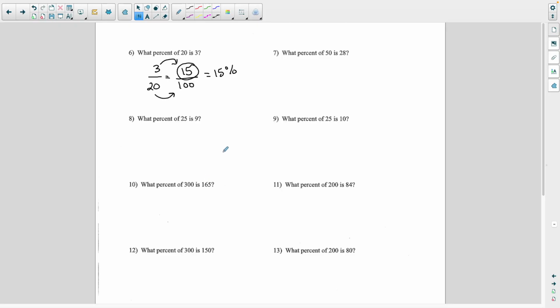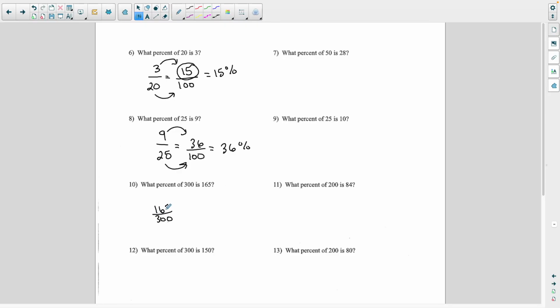What percent of 25 is 9? How do I go from 25 to 100? Multiply by 4. So multiply this by 4, which gives me 36. 36%.